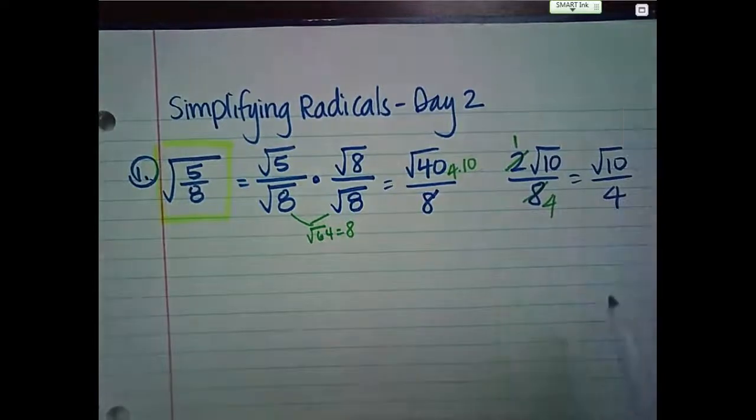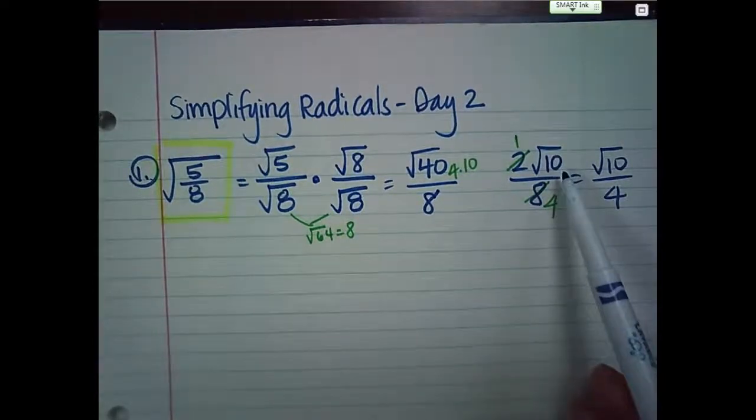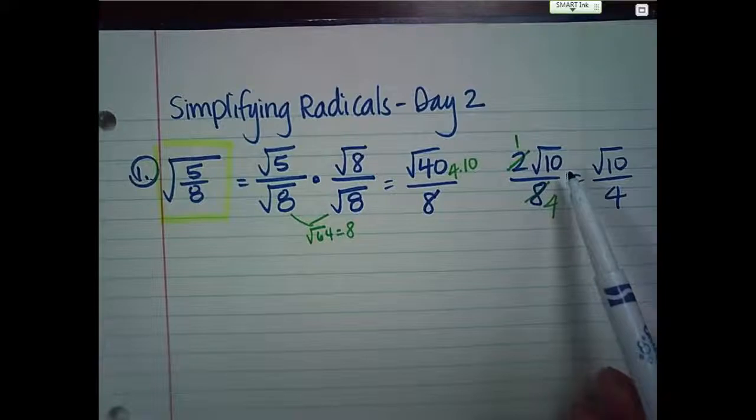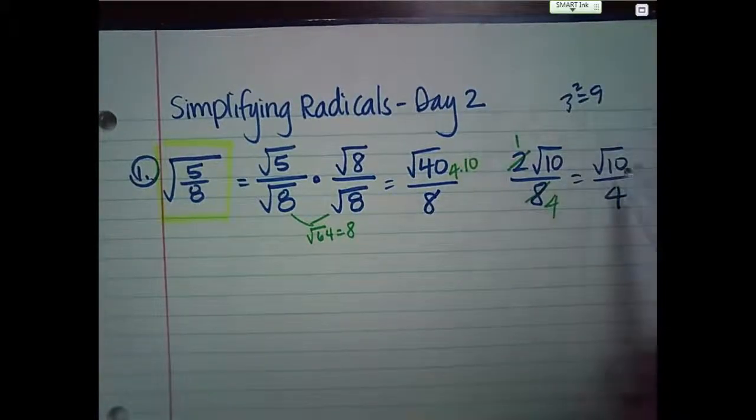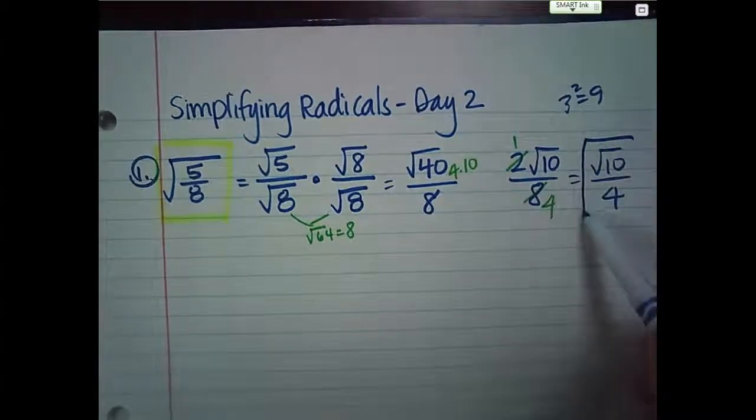Now, guys, you can't take a 2 out of the square root of 10. Square root of 10 is actually, if you think about it, 3 squared is 9, so this is about 3. 2 doesn't fit in. Okay? You can only take it out of the radical when it's multiplied.